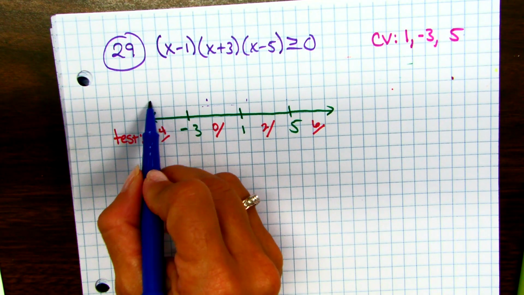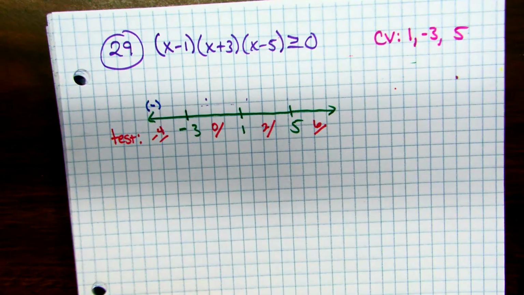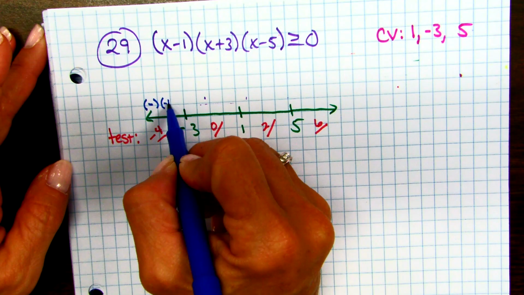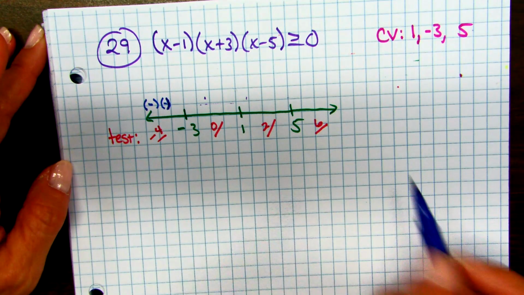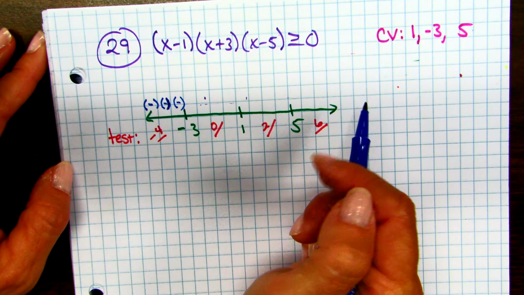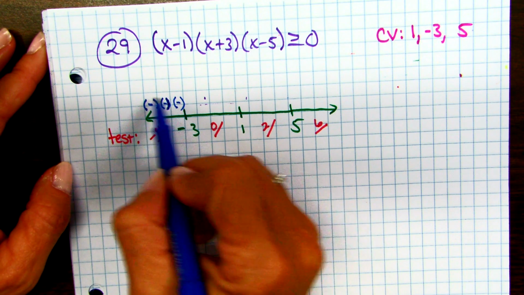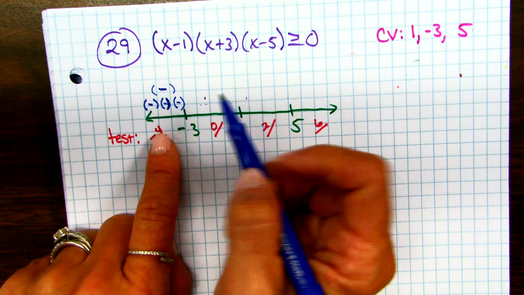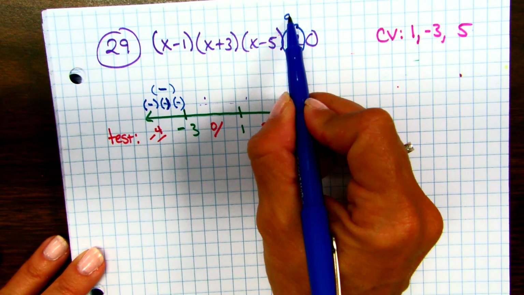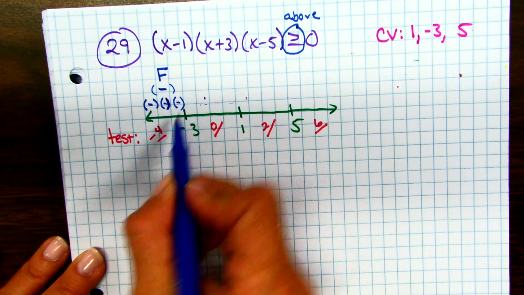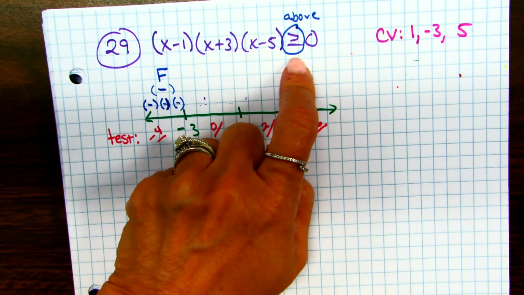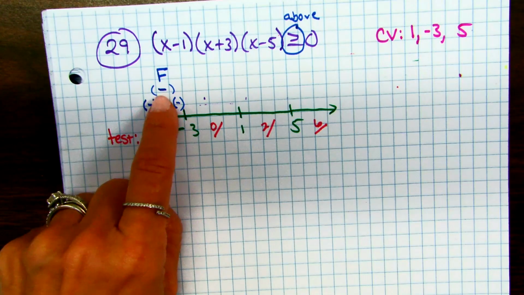-4 minus 1 would give me a negative answer. Right? -4 minus 1. -4 plus 3 would also give me a negative answer. -4 minus 5, another negative. Negative times negative is positive. Positive times negative is negative. So at this interval, my graph is below the x-axis. What this is asking for is above the x-axis. So this part is not meeting the criteria. It's false. What we would get here is not greater than or equal to 0. It's less than 0 because it's negative.